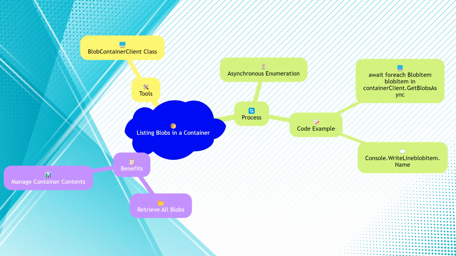Listing items in a container allows you to retrieve and display all blobs stored within a specific container. Using the BlobContainerClient class, you can enumerate the blobs in a container. For example, await foreach blobItem in containerClient.GetBlobsAsync, Console.WriteLine blobItem.Name. This code iterates through all blobs in the container and prints their names, providing a simple way to list and manage the contents of a container.